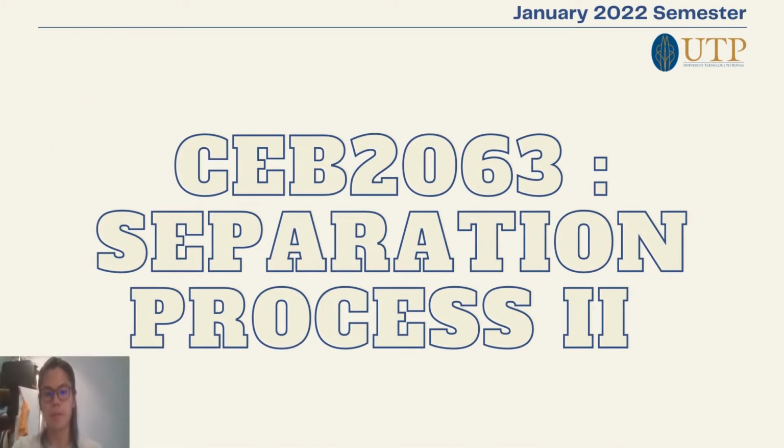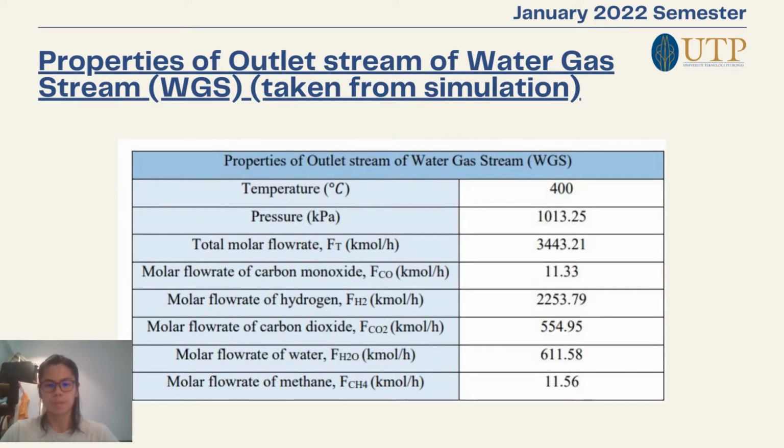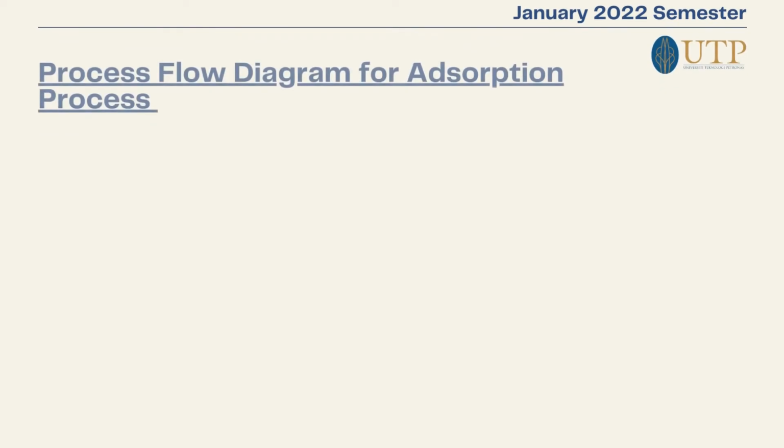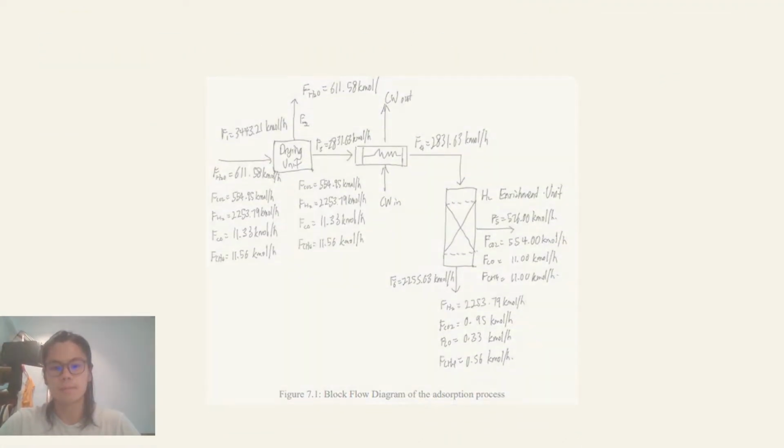For the separation process part, it's going to be explained by Eunice and me, Victor. The properties of the outlet water gas stream taken from simulation is shown as below, which is going to enter the dry unit. The process flow diagram for the absorption process is generated by doing the mass balance for each component.